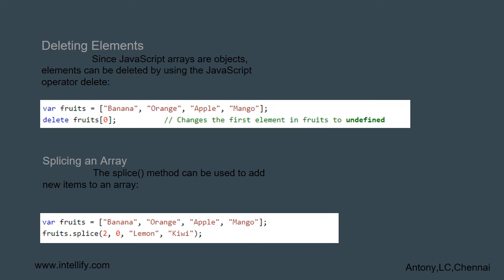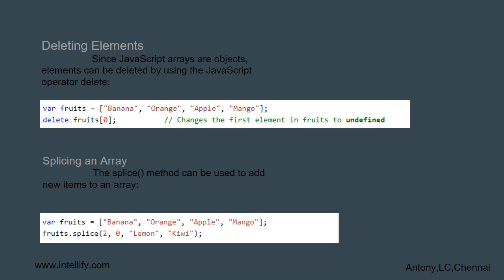Deleting elements. Since JavaScript arrays are objects, elements can be deleted using the JavaScript delete operator. So if I give delete fruits[0], the banana will be deleted, because banana is at the 0th index. So orange stays at 1, apple at 2 and mango at 3, leaving the 0th position empty.